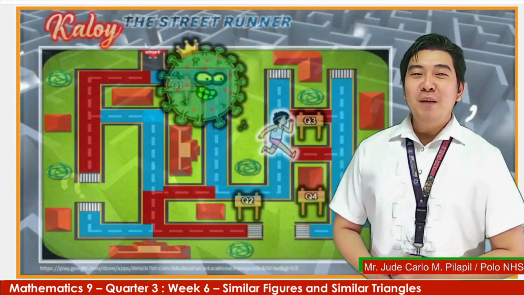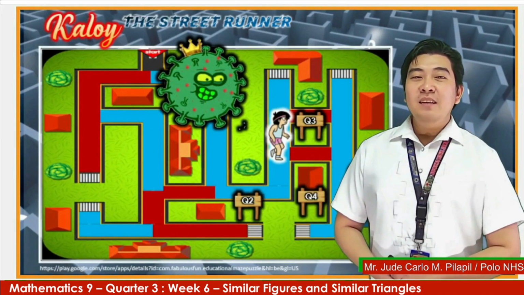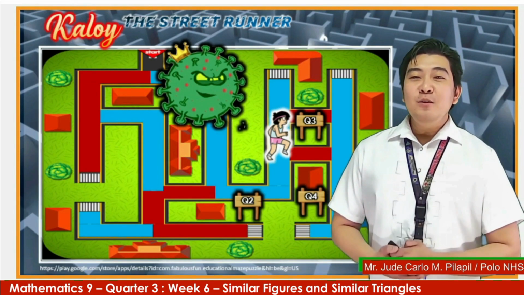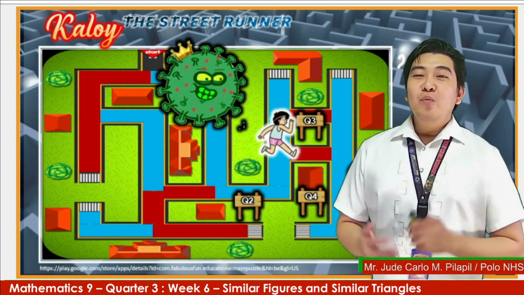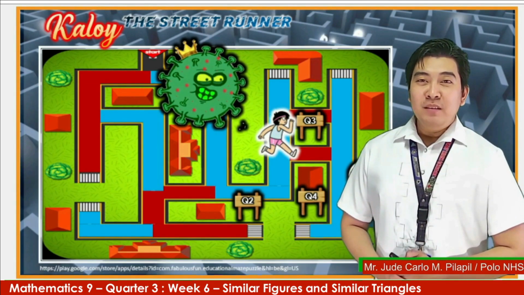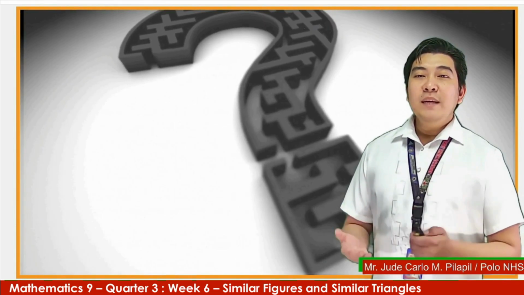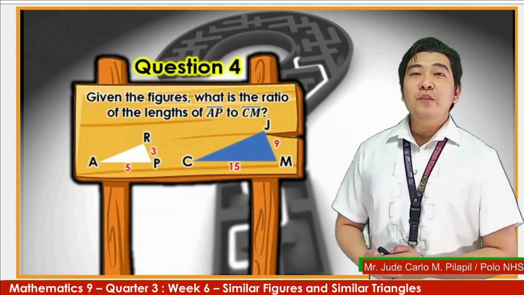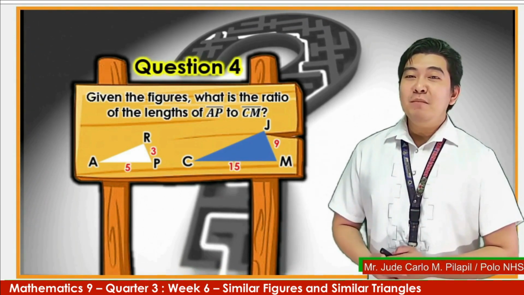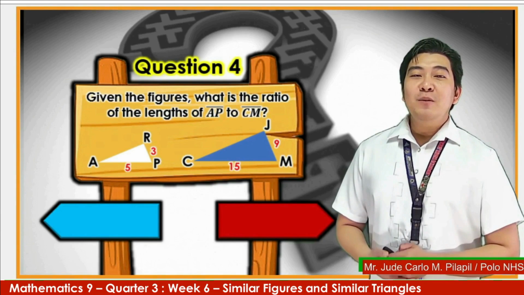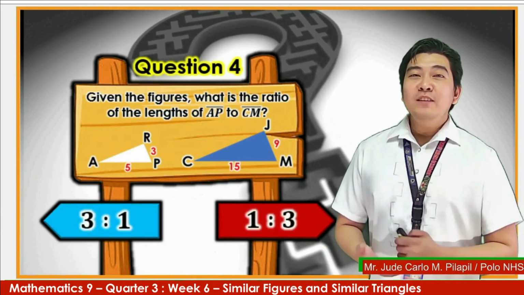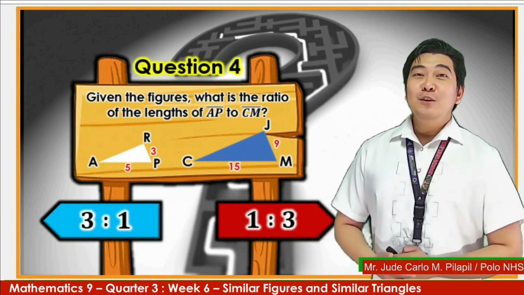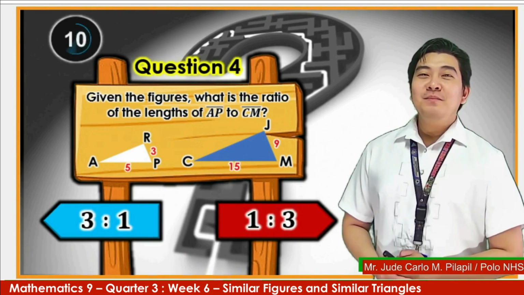What an awesome memory! The concept of the correspondence or pairing of the vertices as well as the parts of the polygon will be used for the discussion later. We are now on the last checkpoint. Question number 4. Given the figures, what is the ratio of the lengths of segment AP to segment CM? Should he take the red path with the ratio 1:3 or the blue path with the ratio 3:1? Your timer starts now.